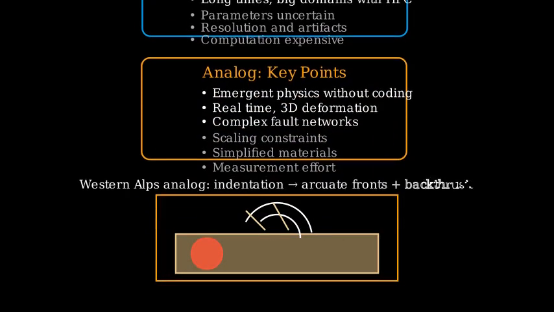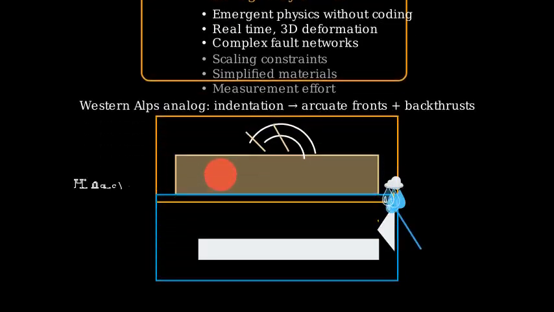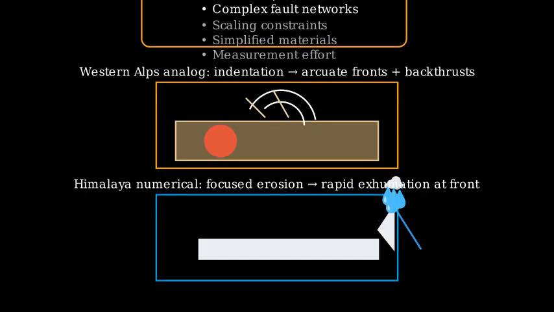Representative studies. Alps analog. A rigid indenter drives a doubly vergent wedge with back thrusts. Digital imaging tracks strain localization, matching field-mapped faults. Himalaya numerical. A viscoplastic crust with a weak detachment coupled to focused monsoon-style erosion reproduces a high plateau and a steep front with rapid exhumation.